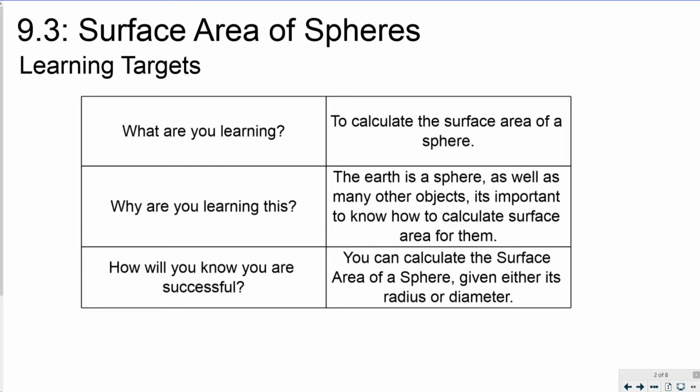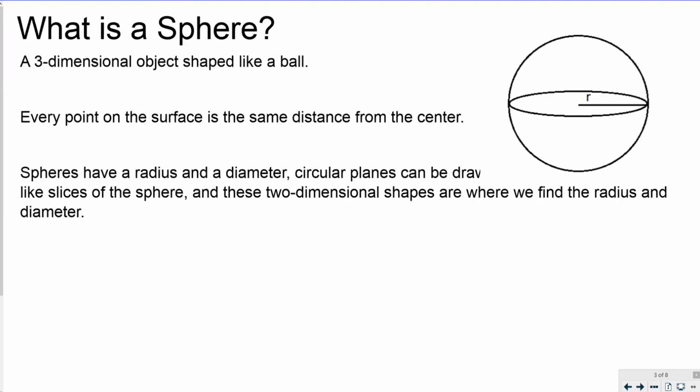So let's get started. Let's start off with the definition of a sphere. A sphere is a three-dimensional object shaped like a ball. It is made up of circles. So the root two-dimensional shape that you're used to seeing here are circles. And in the circle, there is still a center point. And this center point is also the center point for the entire sphere. Every point on the surface of the sphere is the same distance from the center as every other point.